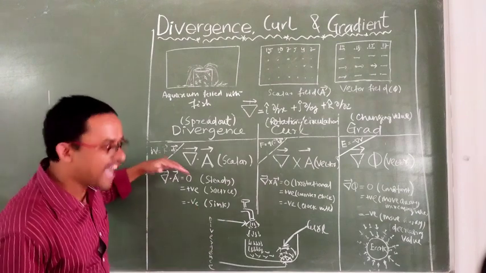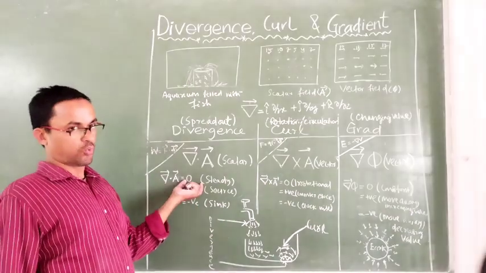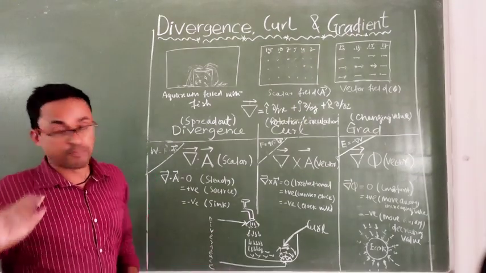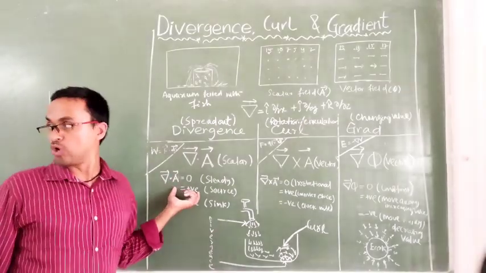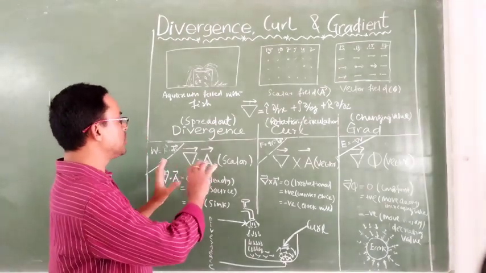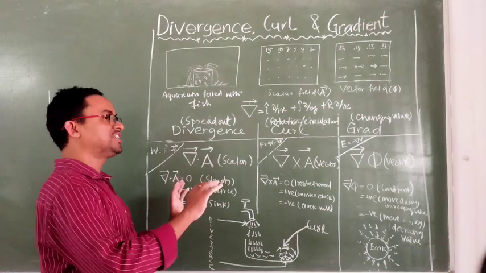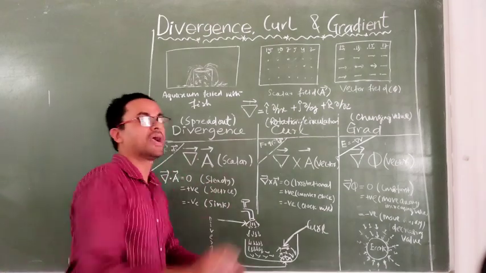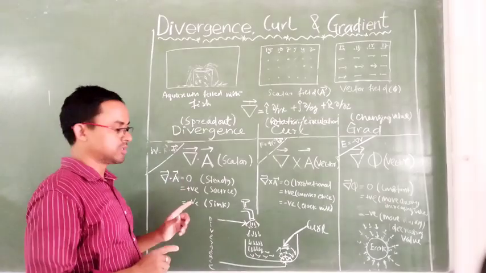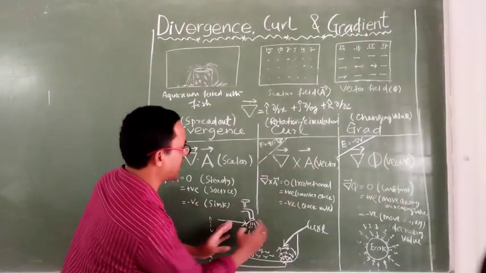Let's discuss the divergence. If divergence is 0, that means the spreading out is 0. That means nothing is spreading. When divergence is positive, it means more and more quantity is flowing away. That means you are near the source. You can understand these things with this example.